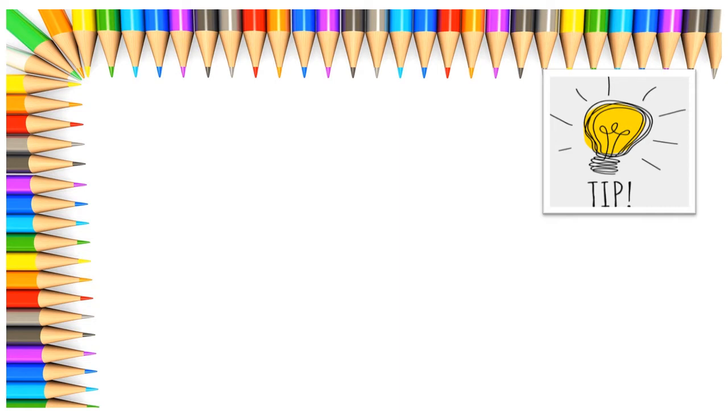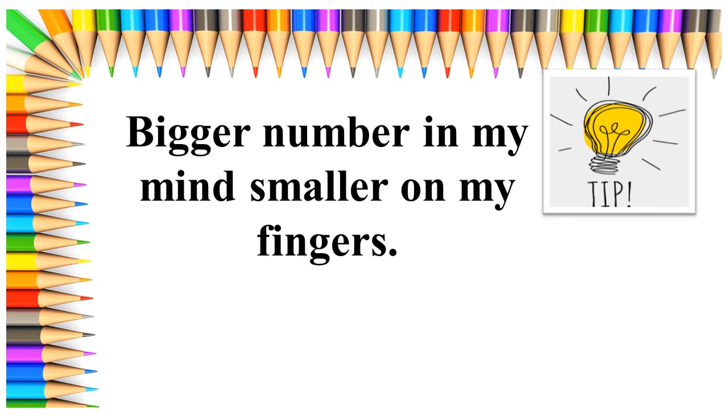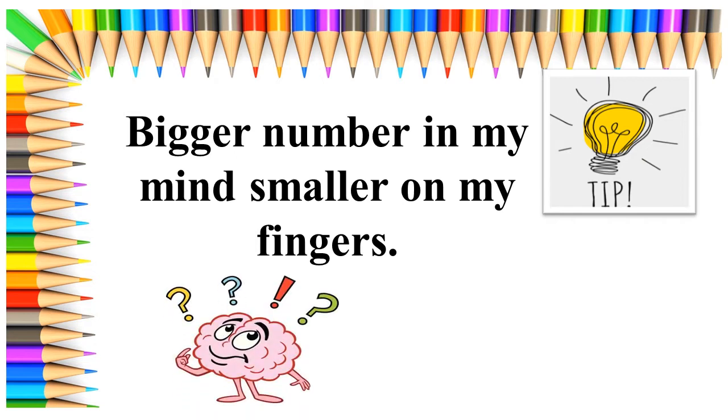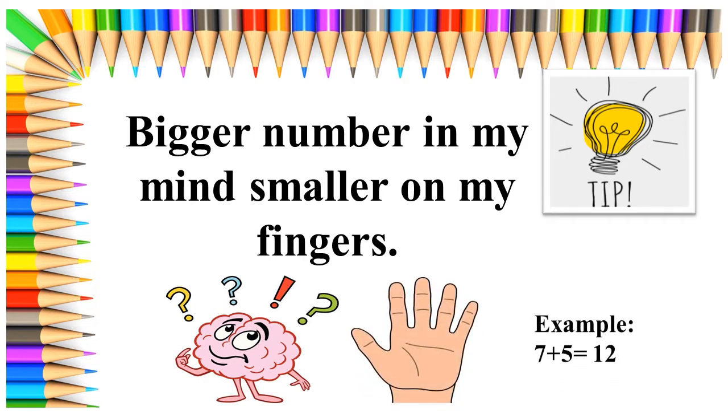Students, I have a tip for you. That is, bigger number in my mind and smaller on my fingers. For example, 7 plus 5. So, 7 is the bigger number and 5 is the smaller number. So, 7 in my mind and 5 on my fingers. So, I will start forward counting from 7 and cover 5 fingers. 8, 9, 10, 11, 12. So, 7 plus 5 is equal to 12.